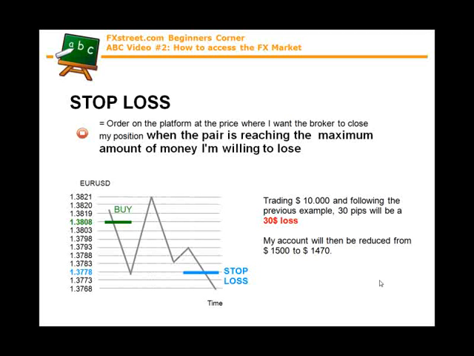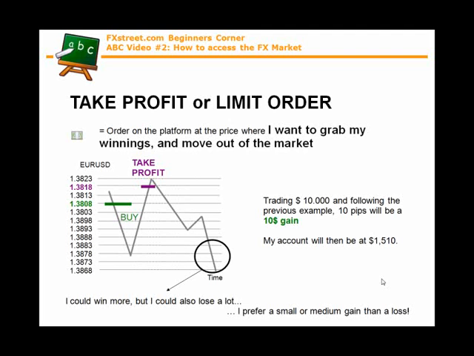My account will then be reduced from $1,500 to $1,470. The other automatic order I can place in my trading platform is a take profit or limit order. This is the level where I want to grab my winnings and move out of the market. Following the same example, if I want to make 10 pips, my take profit will be then 138.18, right? Once the price reaches that level, the broker will execute my order and my account will be then at $1,510.